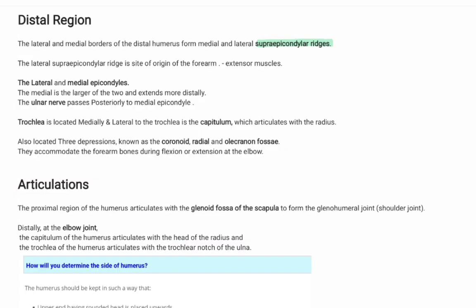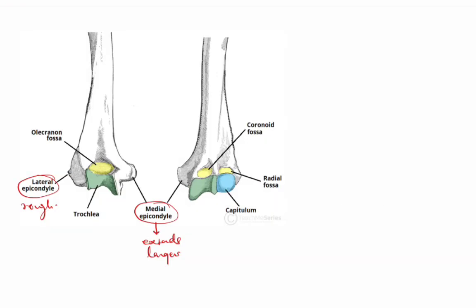Now the lateral supraepicondylar ridge is a site of the origin of extensor muscles. I will show you through a diagram the muscles' origin, insertion, everything. So the medial end is larger, the trochlea is located medially and lateral is the capitulum. See, this trochlea is located medially and the capitulum is lateral to the trochlea. It gives attachment for the elbow joint formation.